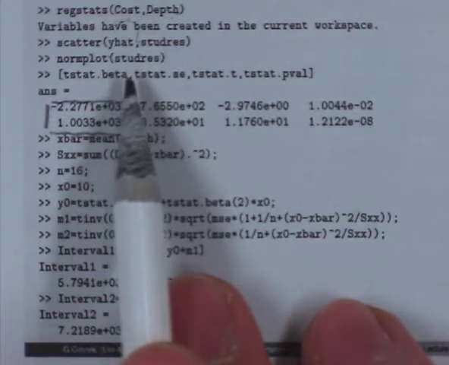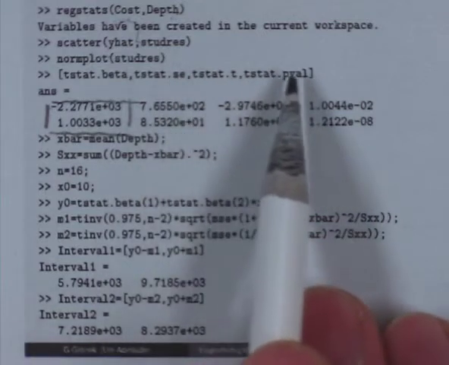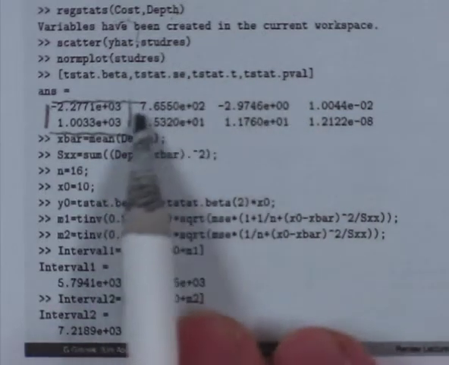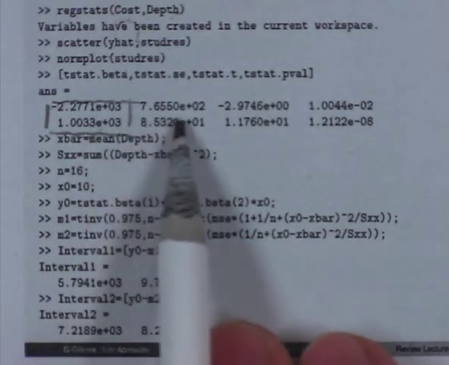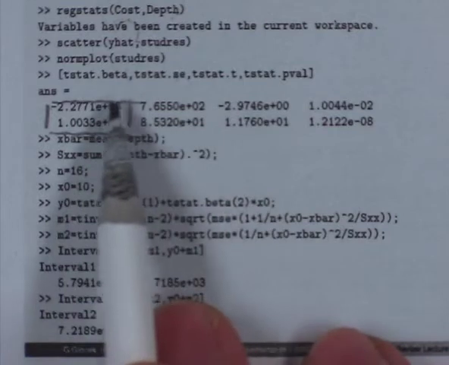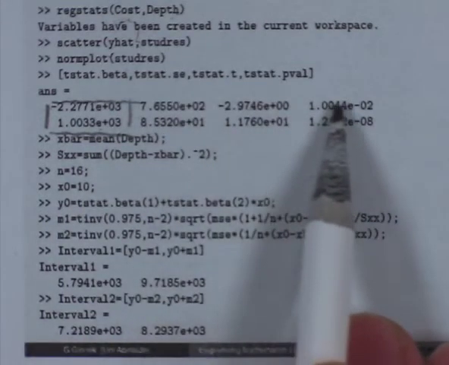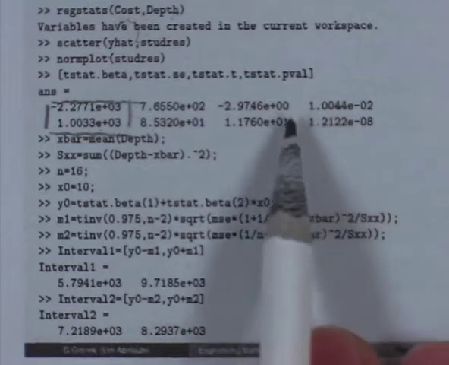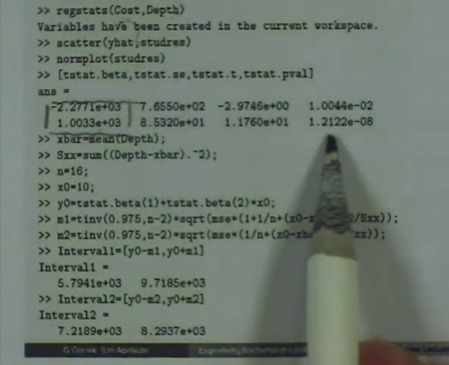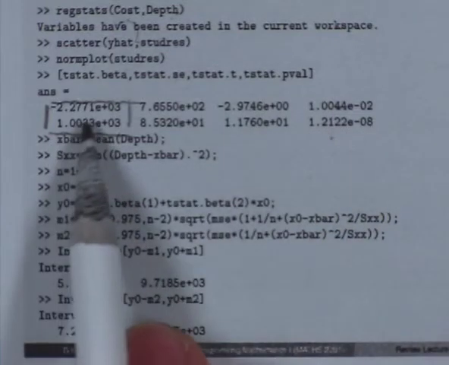And this is telling us we want the betas, the standard errors, the t-statistics, and the p-values. So this is the betas, this is the standard errors, and this is the t-statistic, which is actually that divided by that, producing this answer. And that's the p-value. This p-value is testing the hypothesis that this number ought to be 0 in that formula.